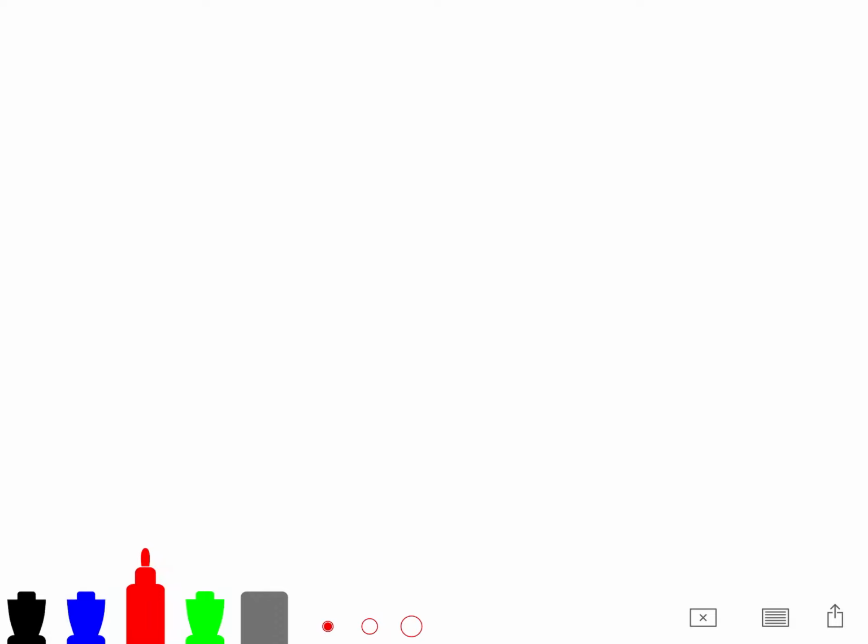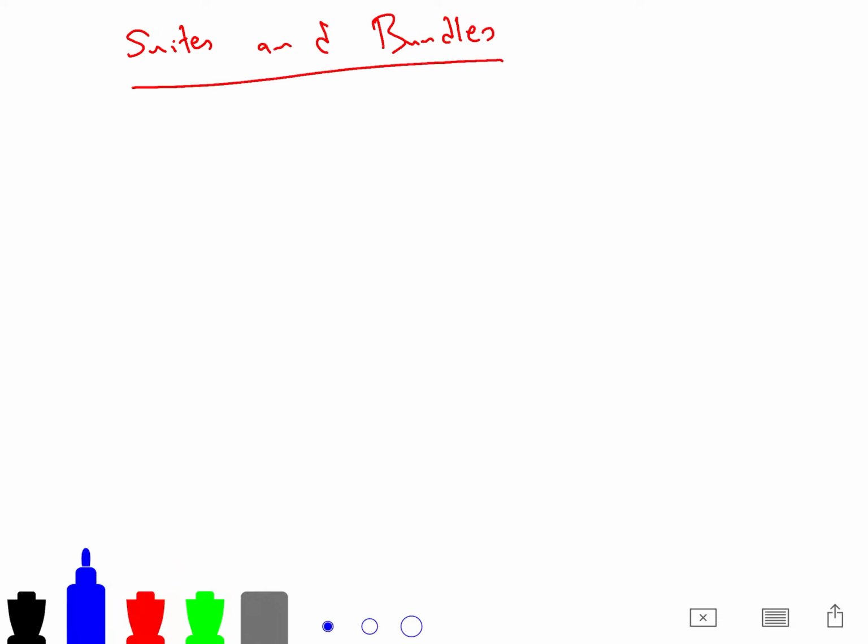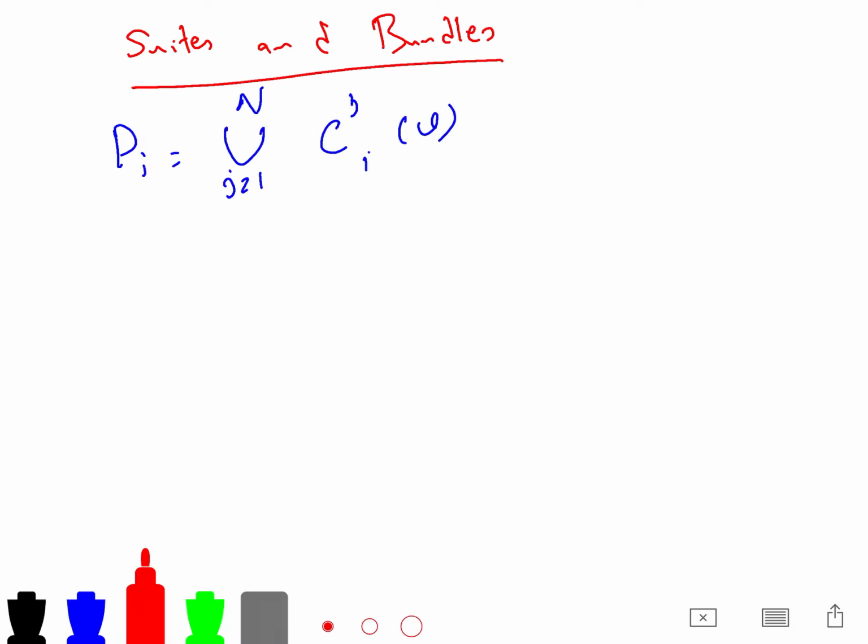So what is their decomposition? They call it suites and bundles. And first we partition pi into j from 1 to n of some component containing vertex v. So let's say some components, and it is a scale I. So when I say I, it means scale I.